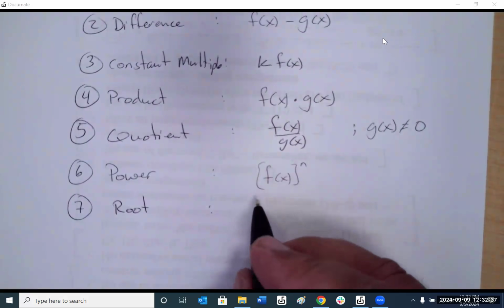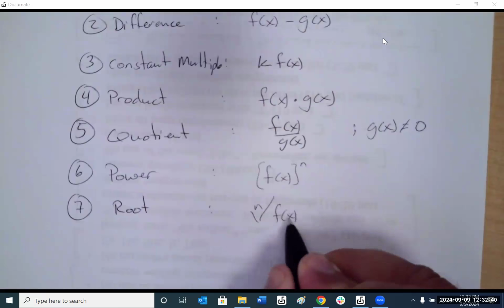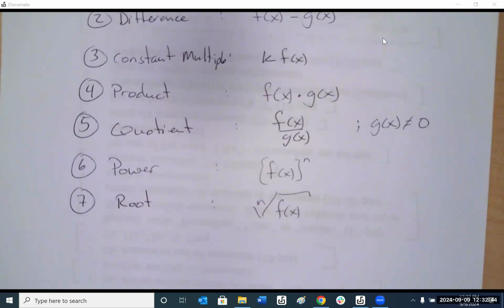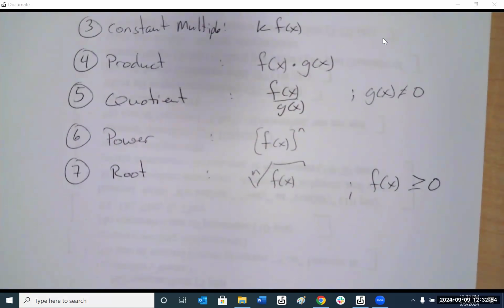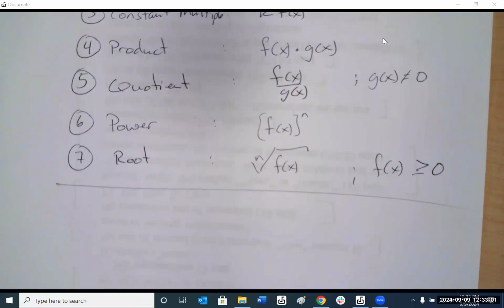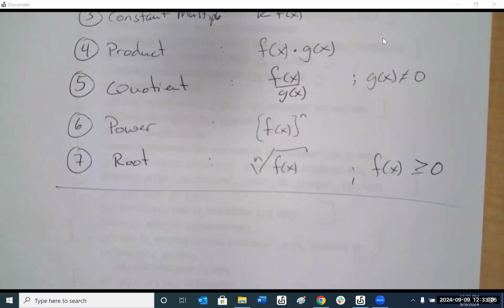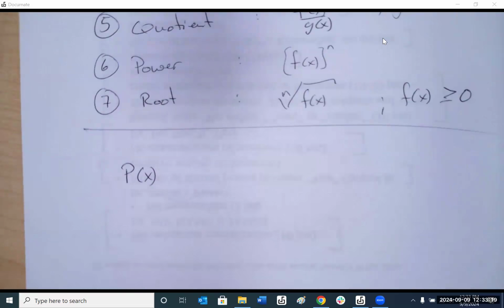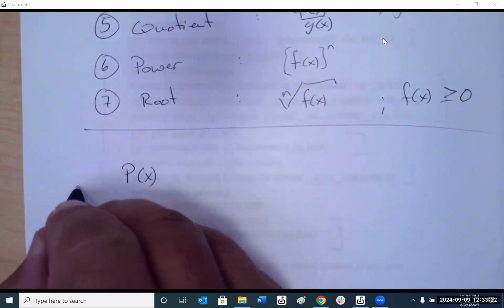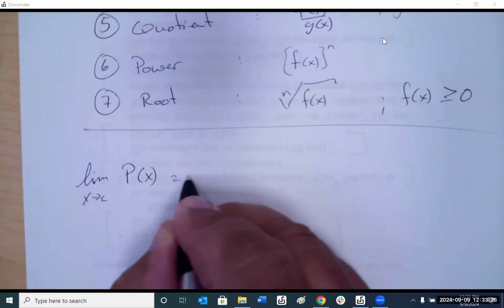The radical rule, the root rule. The nth root of any continuous function is still going to be continuous. It's just that it can't be defined in negatives. F of x must be bigger than or equal to zero. Imaginary numbers also, but imaginary numbers have to happen in conjugate pairs. So even if you have polynomials, the limits of those as x approaches c exist.